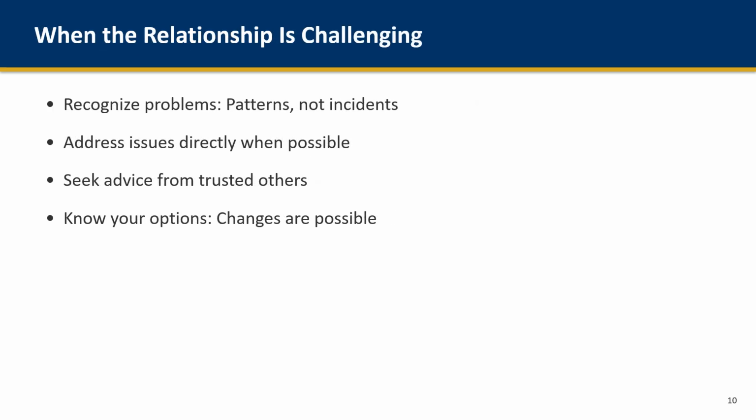Even with good intentions on both sides, advisor relationships sometimes become challenging. Recognizing and addressing problems early prevents escalation. Recognize problems by looking for patterns rather than isolated incidents. One difficult meeting or one critical feedback does not make a problematic relationship, but recurring patterns of unavailability, consistently harsh criticism, or ongoing communication failures signal genuine issues.